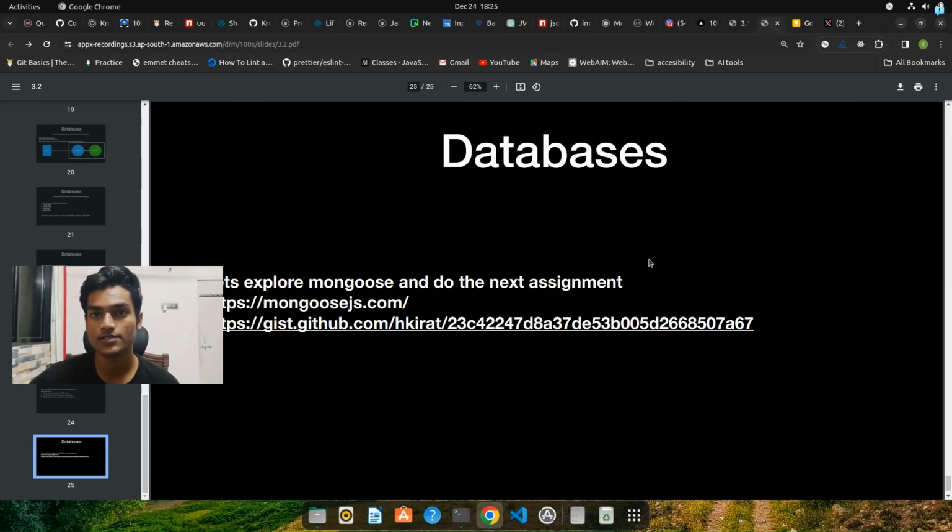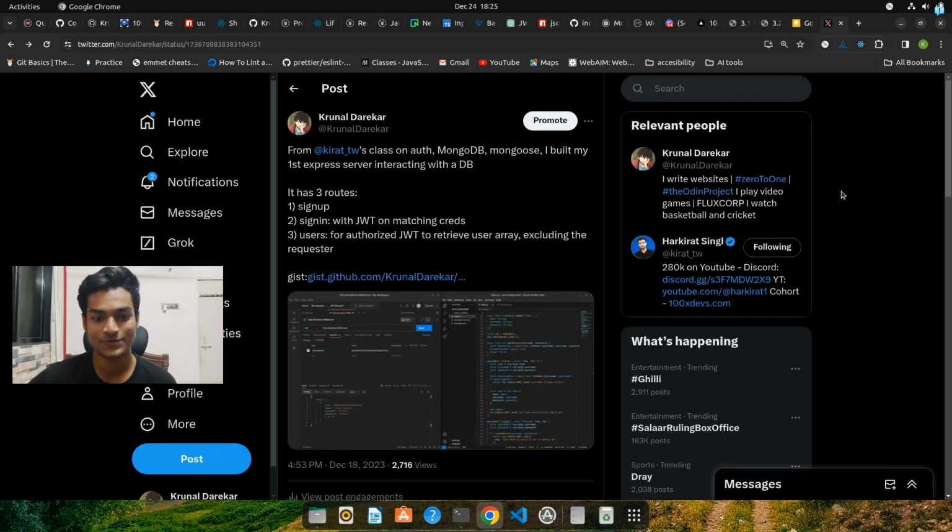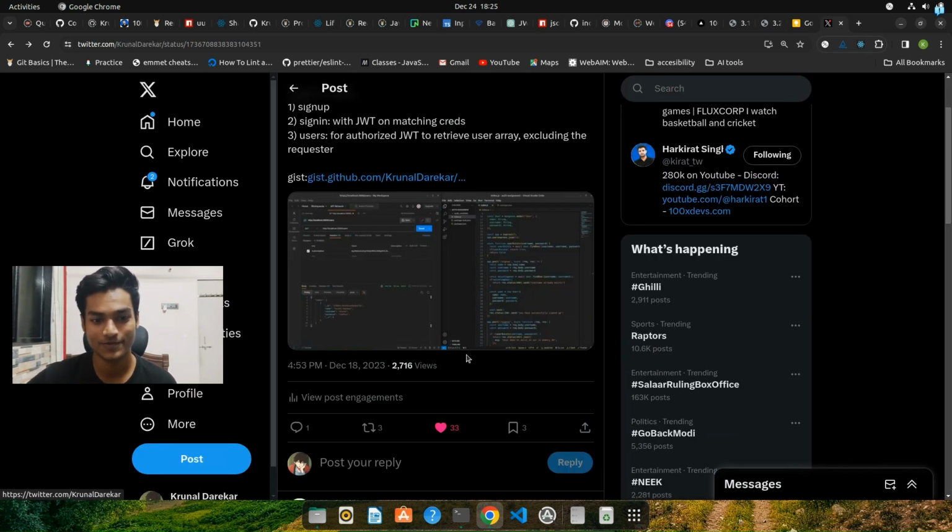At the end of the class, Harkirat gave us a pseudo assignment of writing an Express server that talks to a Mongo database. As soon as the class was over, I started working on it and completed it. And I tweeted about it. This tweet sort of reached a lot of people, so that was kind of nice.